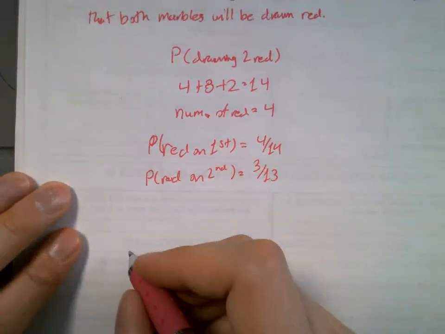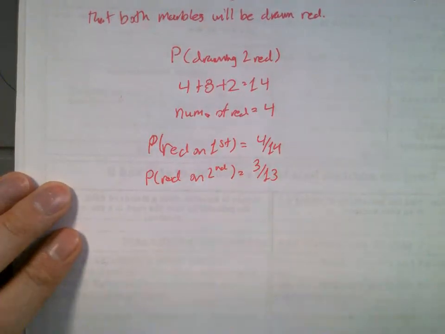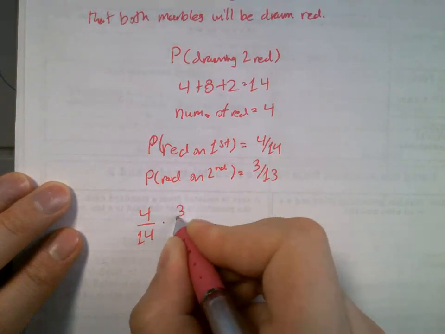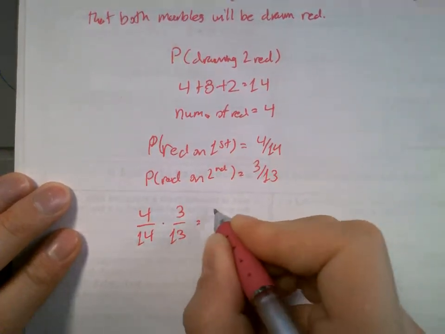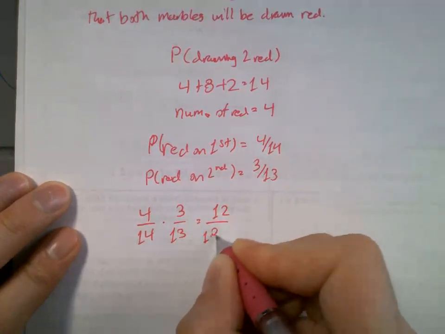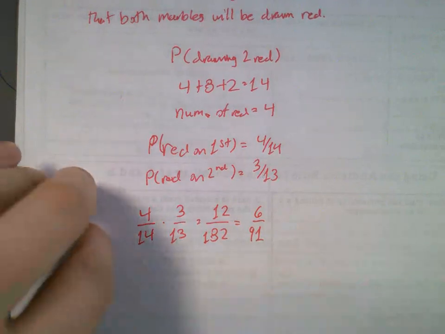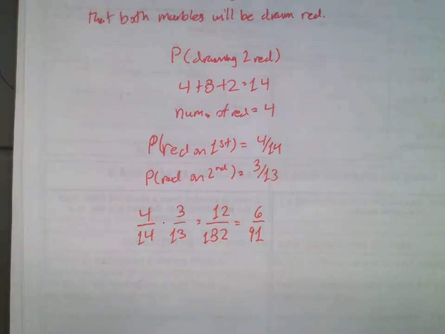Okay? It's a compound event, which means we got 4 over 14 times 3 over 13, which gives me 12 over 182, which reduces down to 6 over 91. And that is the exact probability. If I had asked for, let's say, the decimal, you would then just convert it and round to 3 decimal places or however many I would state.